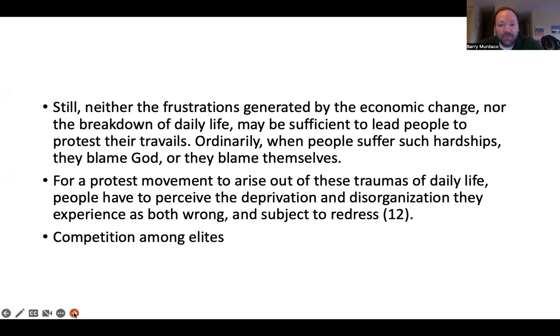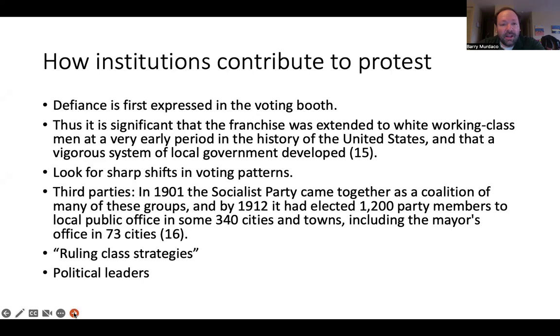For a protest movement to rise out of these traumas of daily life, people have to perceive the deprivation and disorganization they experience as both wrong and subject to redress. They also argued that there is, which is kind of a restatement of what they've already said. They also emphasize that maybe there's a competition among elites as well. The different elite groups within a society may have some motivations to sow discontent and exploit that discontent among people as well.